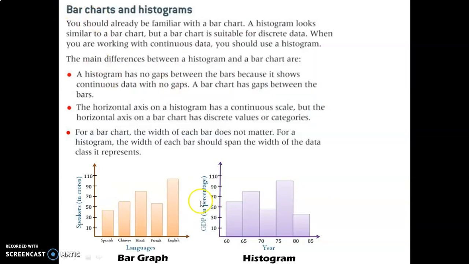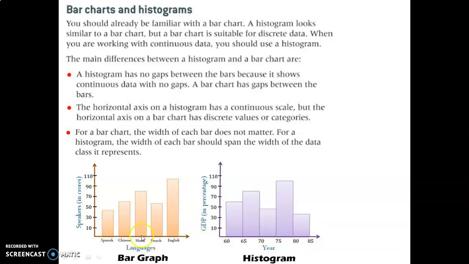Here are bar charts and histograms. You should be familiar with both of these already. Let's show the main differences between the two. A histogram, you can see this is a bar graph, this is a histogram. A histogram has no gaps. You can see there's no gaps between the bars here. And the reason for that is because a histogram typically represents continuous data. And if you have continuous data, it means that every value is possible. So the bars, by being connected like this, show that every value is possible.